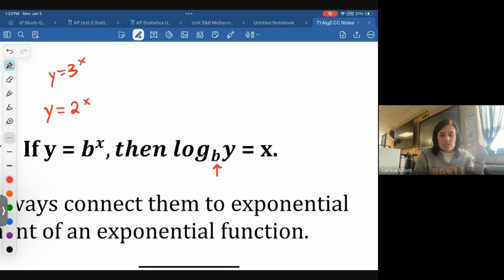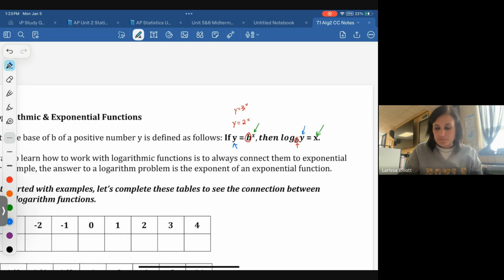So whatever number you see written here, if you convert it to a logarithm, you would see that same number written here. Also, whatever number you see as the exponent of an exponential problem, you would then see that it is the answer to a logarithm problem. And then finally, the answer to an exponential problem over here is actually the number that's written right here in a logarithm function. It makes a lot more sense as I progress through these notes, so hang with me.